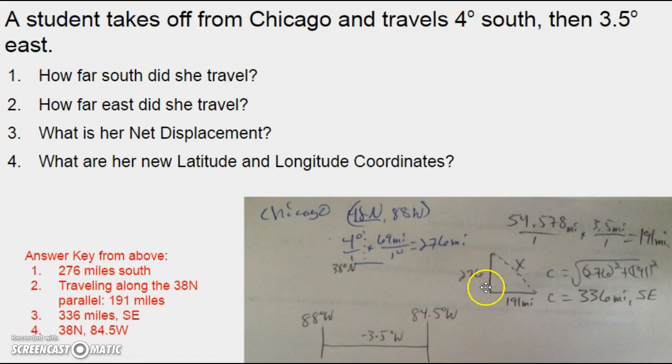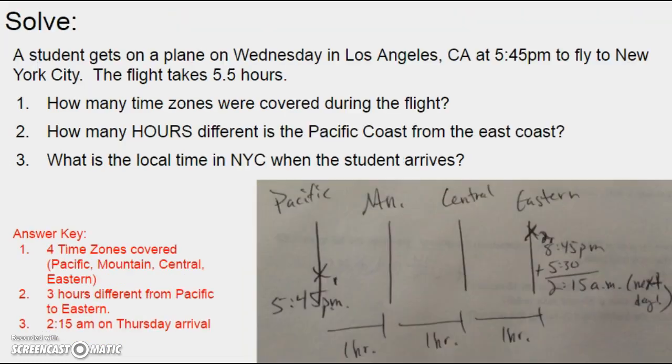And then I find my resultant displacement. I have two sides of a triangle. I have 276 south. I have 191 east, and I get my net displacement here. Hypotenuse is going to be the square root of 276 squared plus 191 squared, and I find that it's 336 miles southeast as my net displacement. And then my new latitude longitude coordinates are going to be started off at Chicago. I've traveled 4 degrees south, so it's now 38 degrees north of the equator. And I've traveled 3.5 degrees east, so it's 3.5 degrees closer to the prime meridian. So 88 minus 3.5 gives me 84.5 west. And these are my new latitude, longitude coordinates.